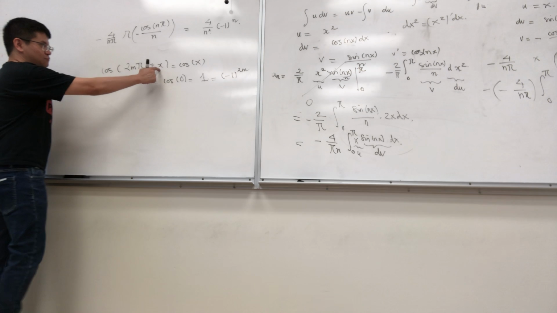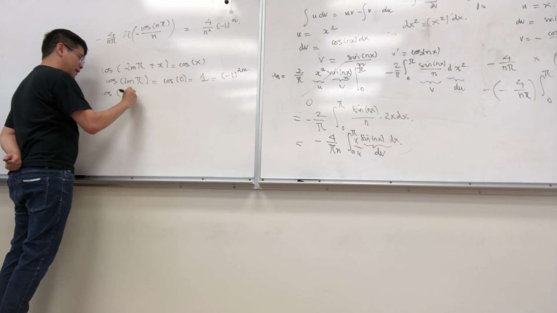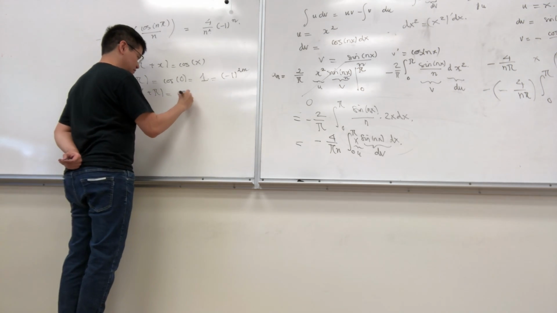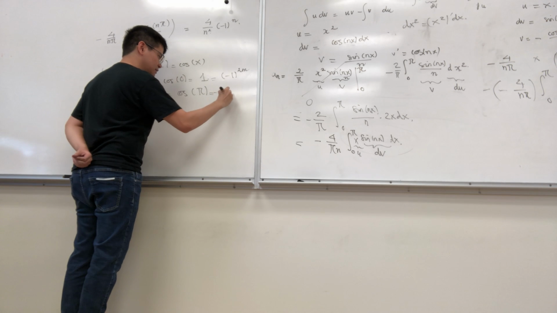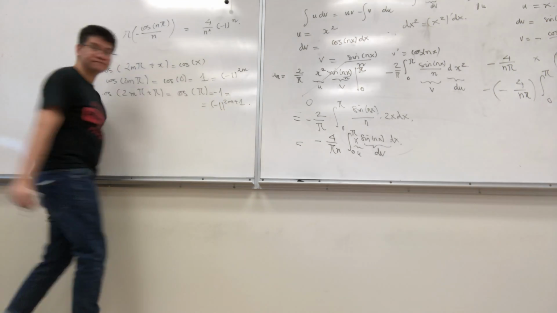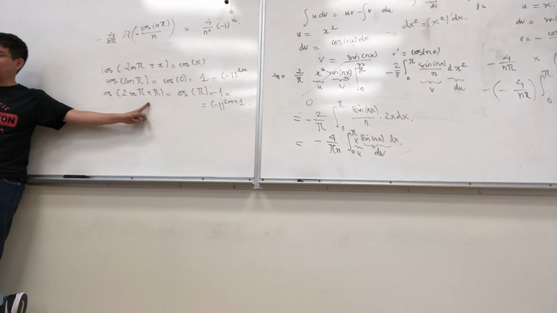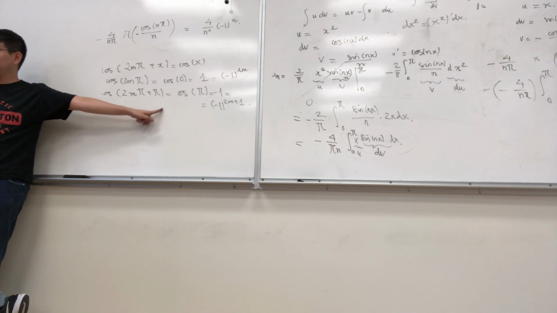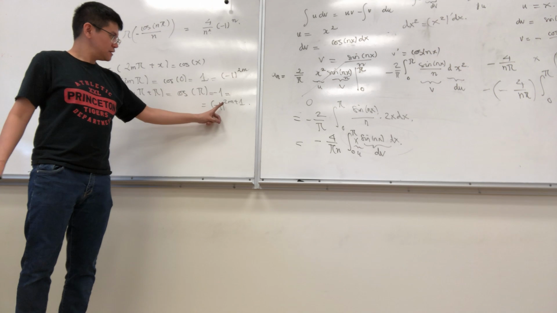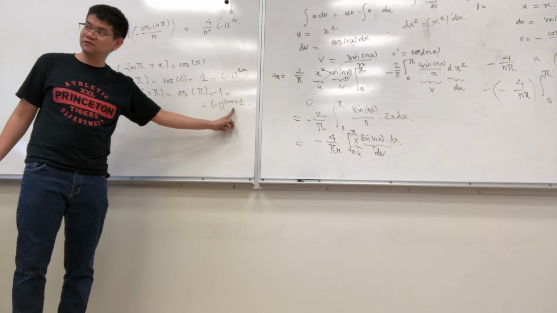Now, let us replace x by pi. All right, so you have cosine of 2m pi plus pi, and this gives me cosine of pi, and this is minus 1, and minus 1 is minus 1 to the power 2m plus 1 because this is an odd function. It's good?